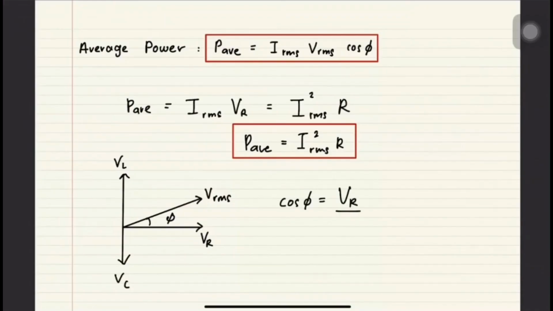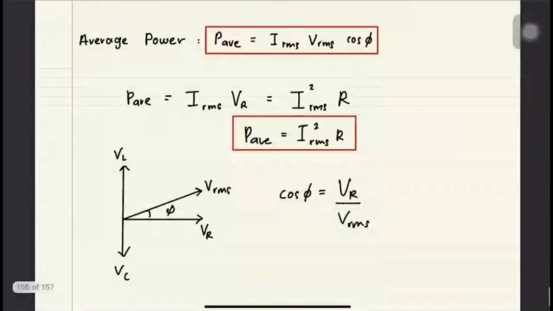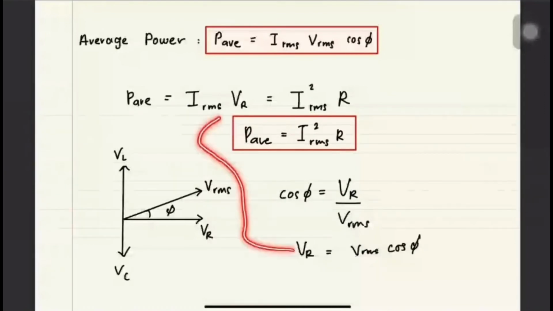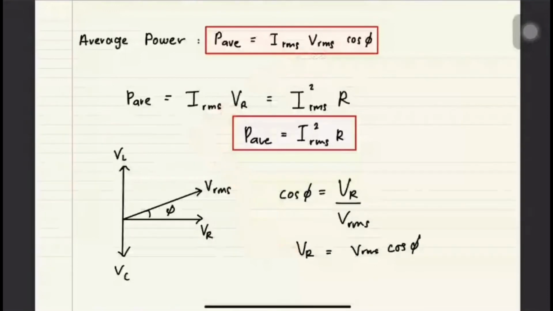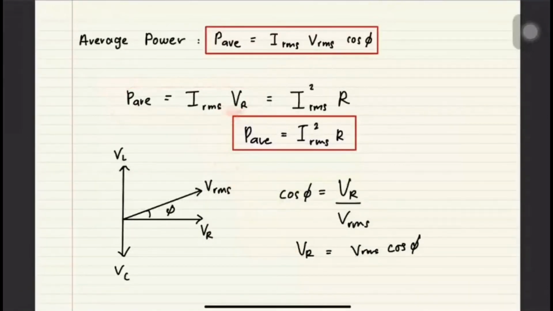Okay, so if I rearrange VR2, I will get VRMS cos phi. So if I substitute this one inside here, then basically I will get this one. So yang asalnya is this one. Tapi sebab VR tu, kalau dalam soalan jarang diberi nilai VR tu. So most likely you can straight away use this formula to calculate. But remember, if you use VRMS, you must include cos phi.